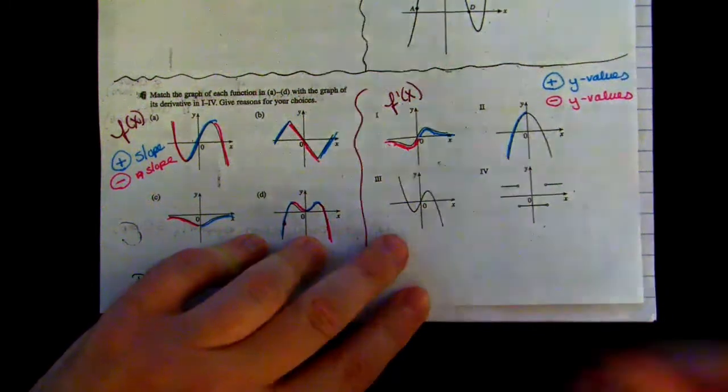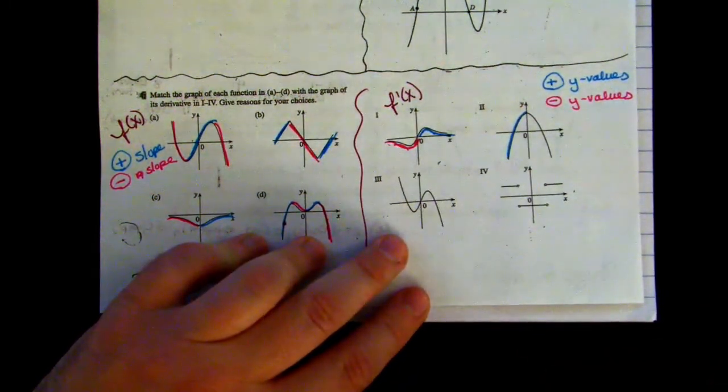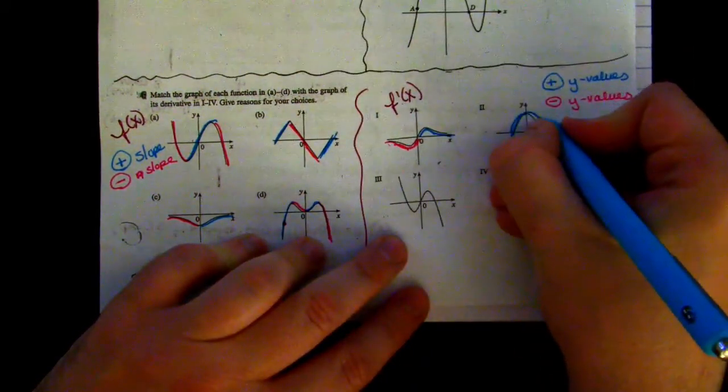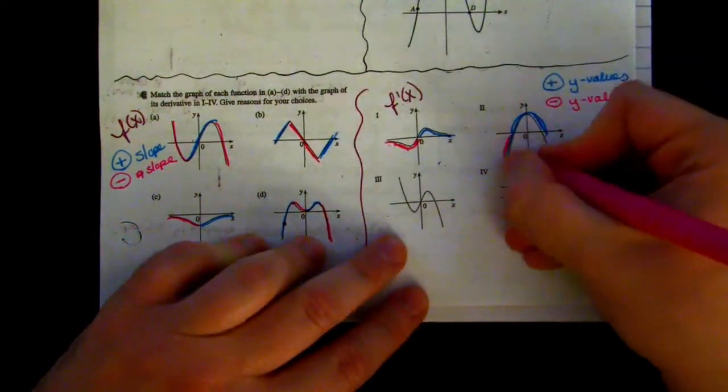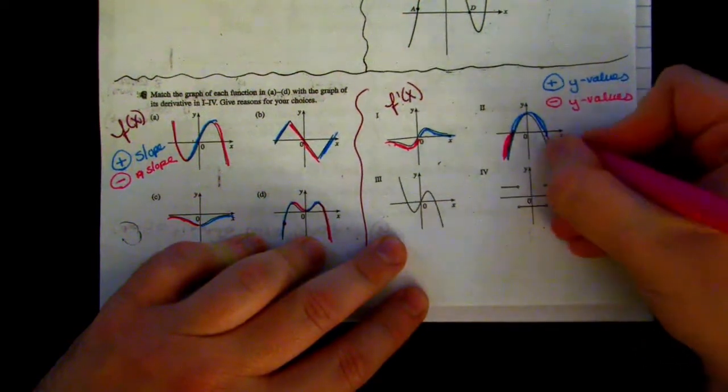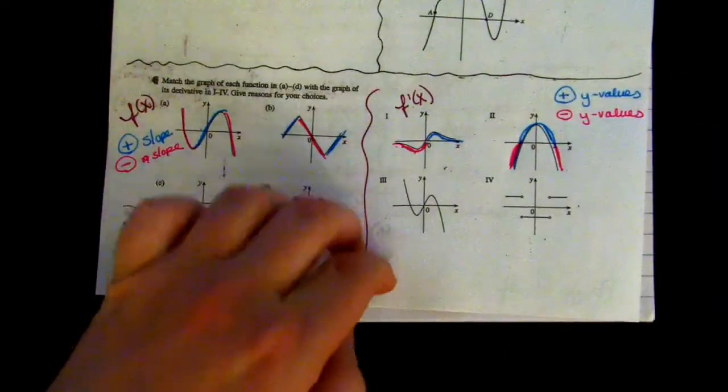Positive y values. Whoa, totally wrong. Ignore that. Sorry. Positive y values like that. I don't have my whiteout pen with me. But negative y values, that's clearly pink now. Negative y values.